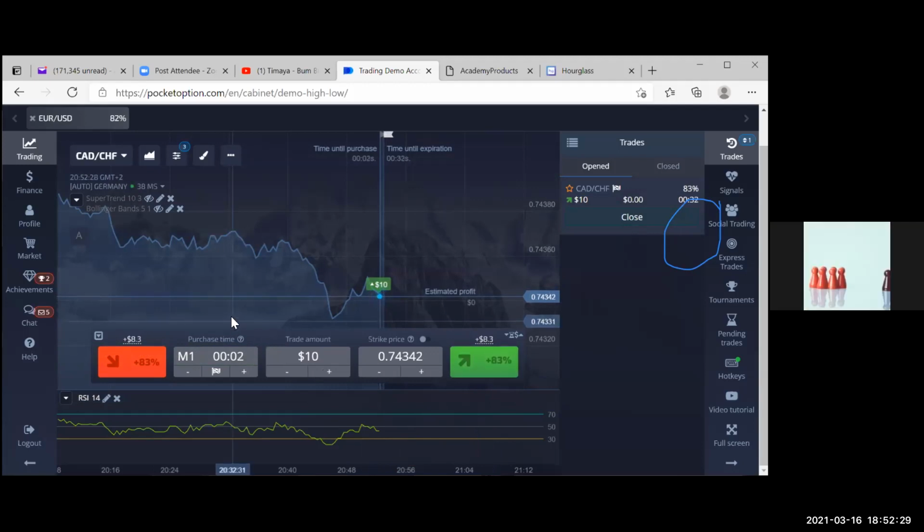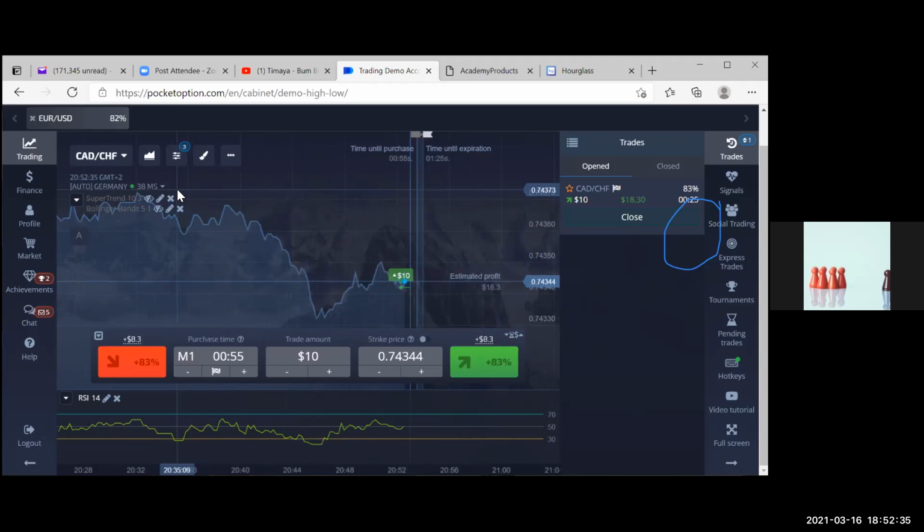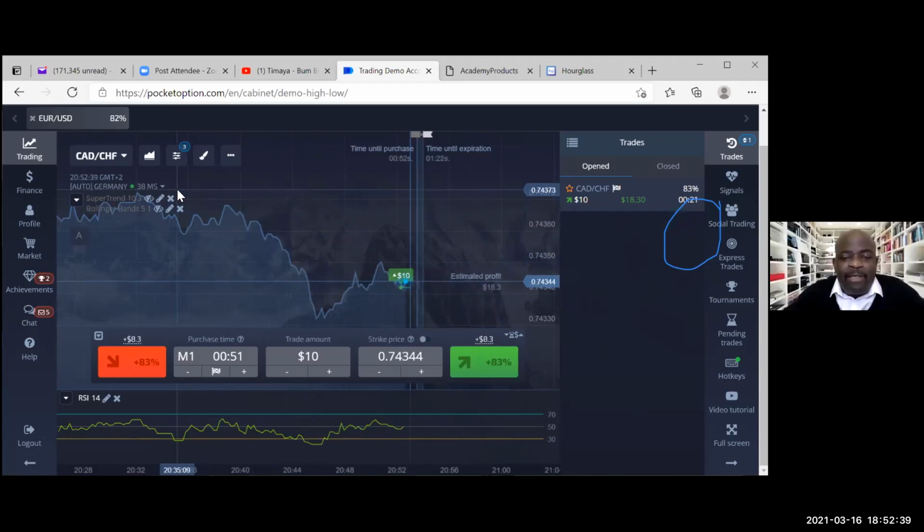Well, one more question. What if it finishes on the same line it started from? You still win. If it finished exactly on the same line... I'm not sure what will happen there. It has to be above though.